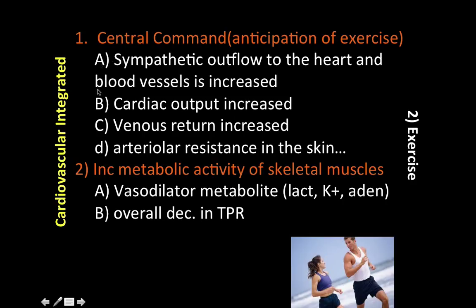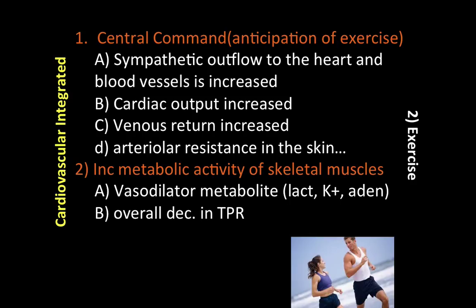There are 5 topics which we'll be discussing. First one is the sympathetic outflow to the heart. The sympathetic outflow to the heart and blood vessels is increased, and at the same time the parasympathetic outflow to the heart is decreased when we have anticipation for exercise. As a result, the heart rate, contractility, and stroke volume are increased, and the unstressed volume is decreased.